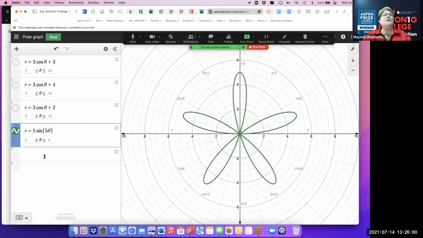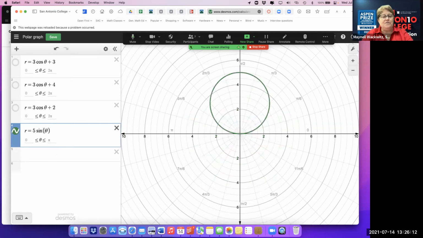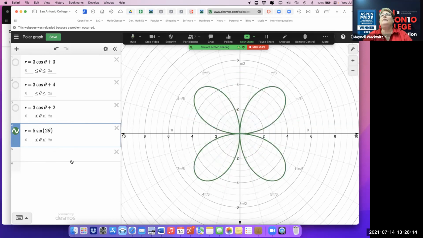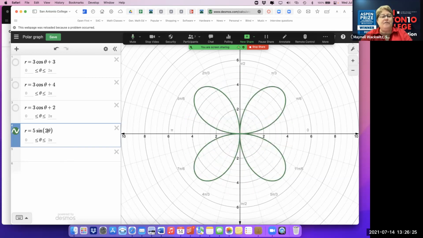If we change the number in front of theta to an even number, then we get double. Instead of, with 5, you got 5 petals. With 4, you get 8. What if we do 2? We get 4. What if we do 6? Isn't that cool?